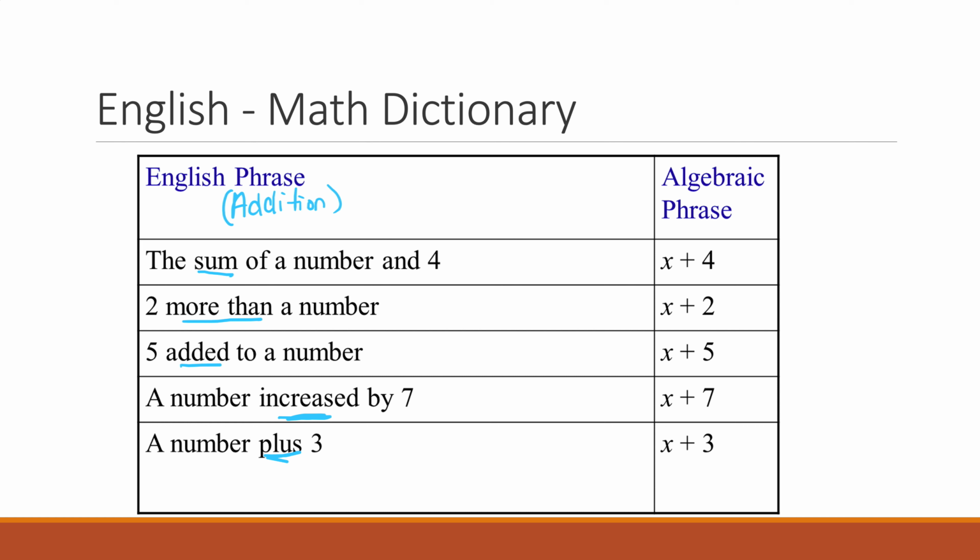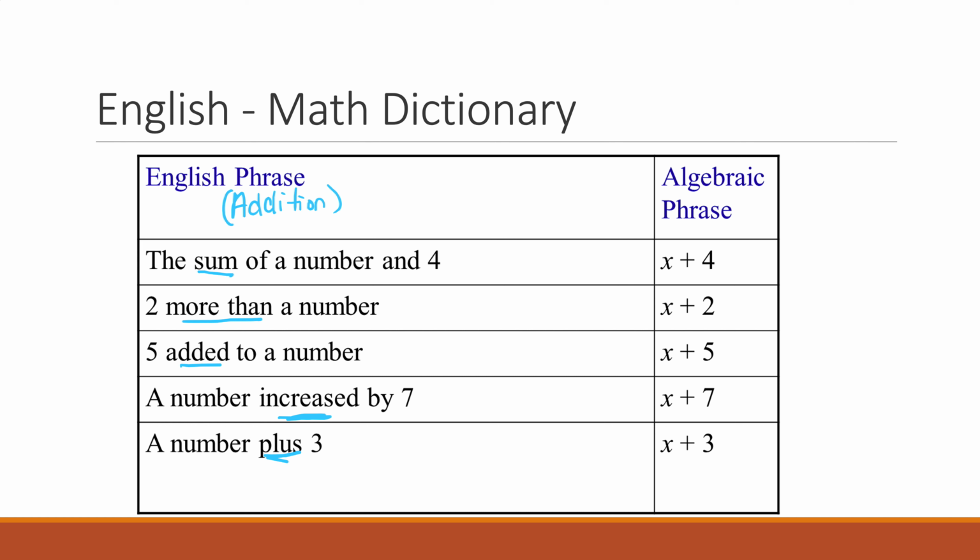2 more than a number. We're going to talk a little bit about more than and less than in a little bit. But 2 more than a number would be either x plus 2, n plus 2, or 2 plus x, 2 plus n. Again, we're going to talk a little more about that in a little while.